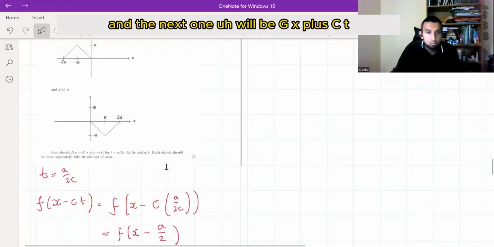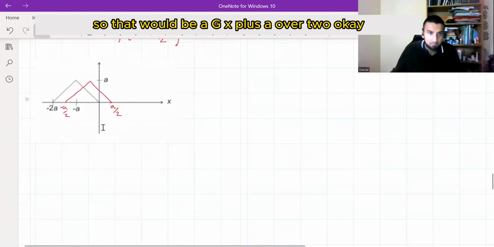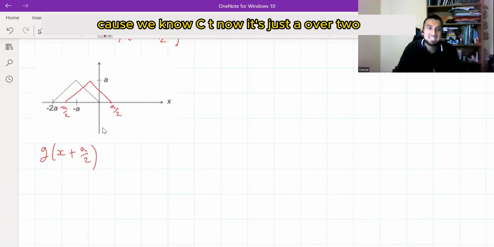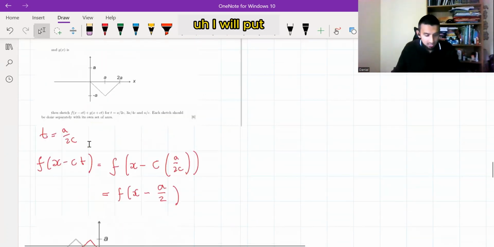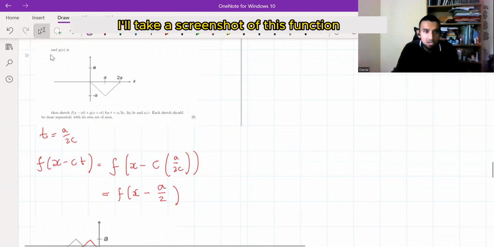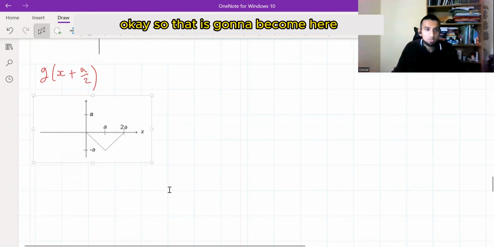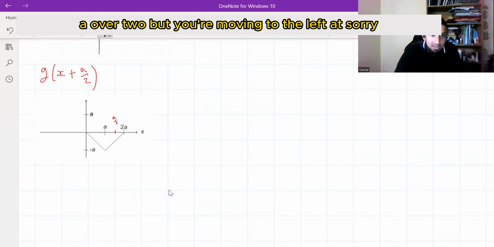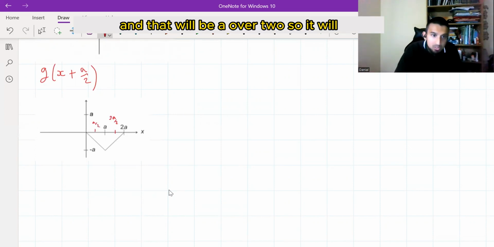And the next one will be g(x plus ct). So that would be g(x plus a over 2), okay? Because we know ct now is just a over 2. So I can just simply write that. I'll take a screenshot of this function and see how that moves. So plus a over 2 means we move to the left by a over 2, okay? So that is going to become here a over 2 because we're moving to the left. Sorry, 3a over 2, and that will be a over 2.